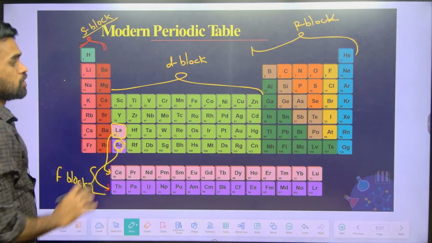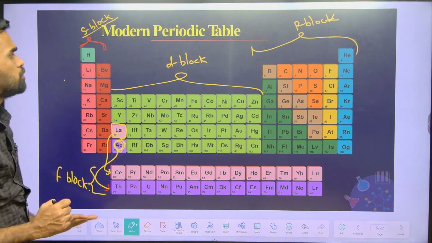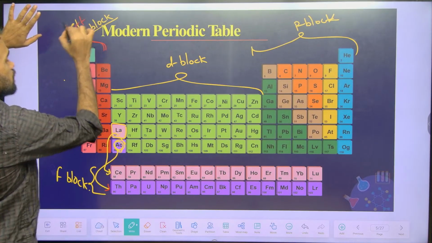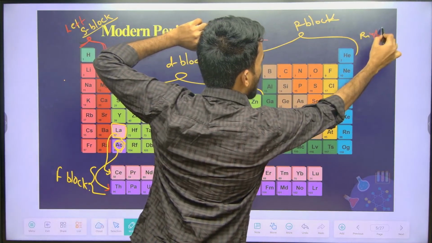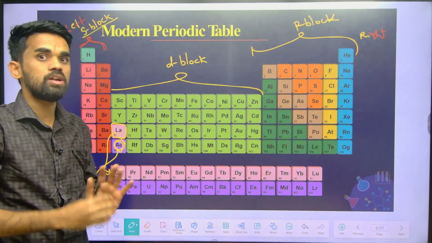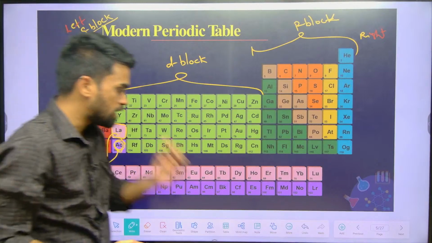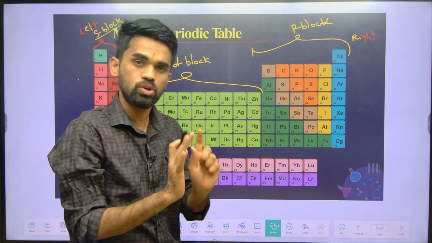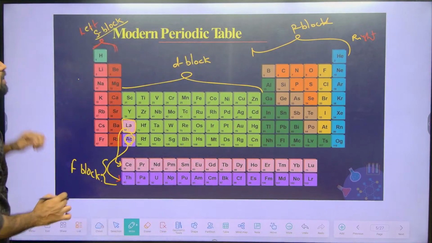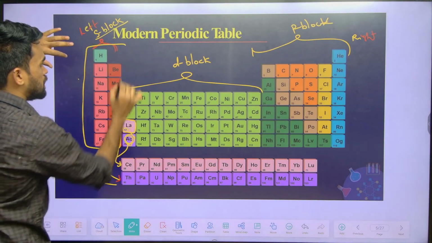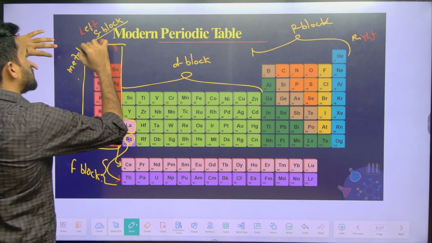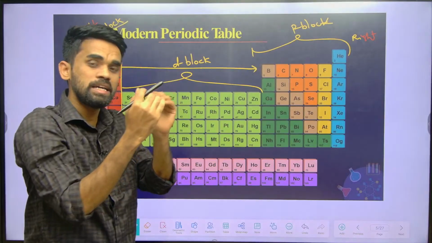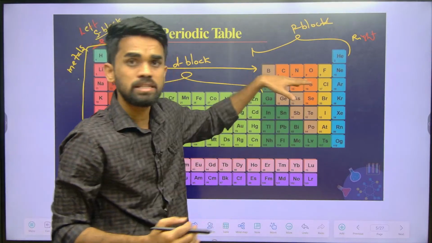Remember like this. Now one more thing. Consider this as the left side and this as the right side. As we move from left to right, what happens to the properties? Generally, to understand something related to oxidation state, I just want to discuss metallic nature and non-metallic nature, only these 2 things for today's class. All the S block elements are metals. As we move from S block to P block, metallic nature decreases. It means we have non-metals in the P block elements.